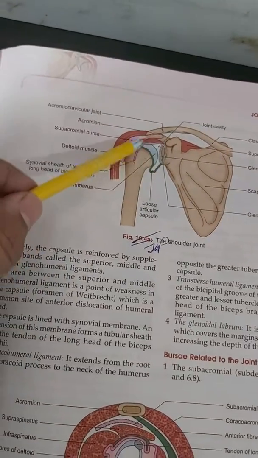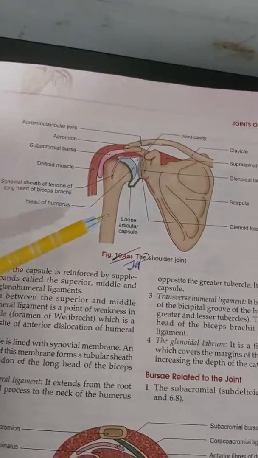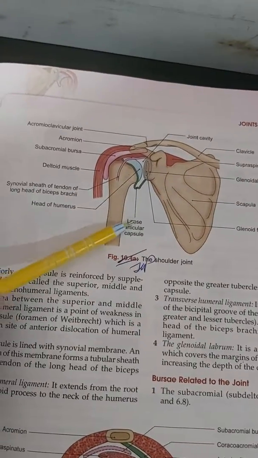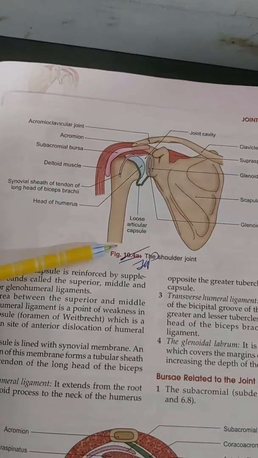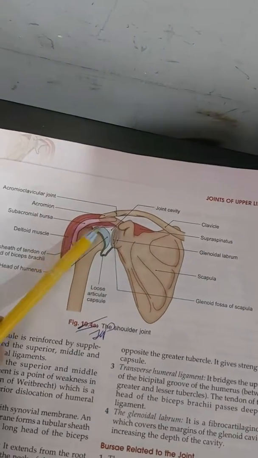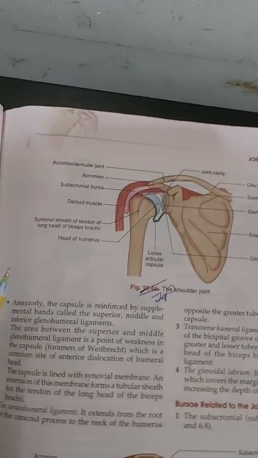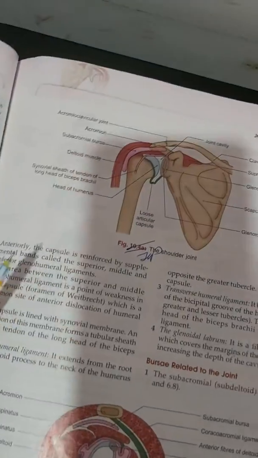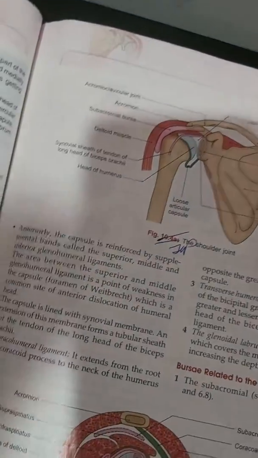This capsule is lax at this portion because when the arm is abducted, the capsule becomes pulled up and taut. But when the arms are by the side of the trunk, the capsule is lax. So the capsule has two openings. One is between the greater and lesser tubercle, through which the long head of biceps brachii passes, and second is between the superior and middle glenohumeral ligament, which is called the foramen of Weitbrecht, through which dislocations are quite common.